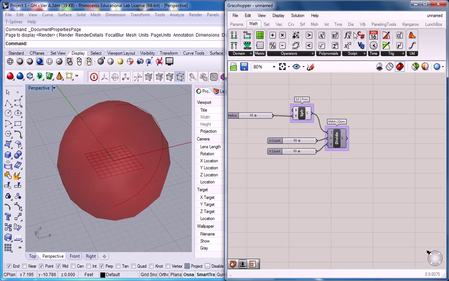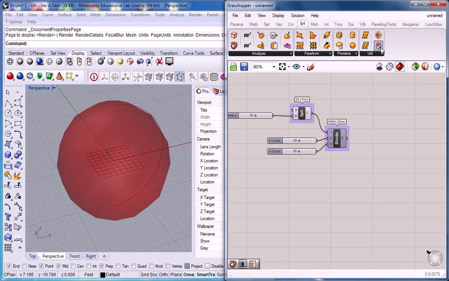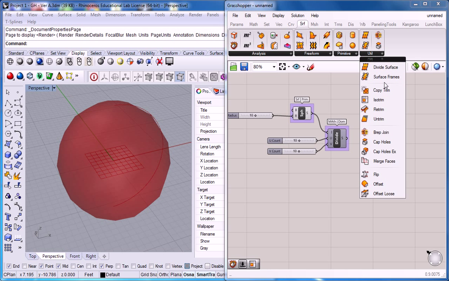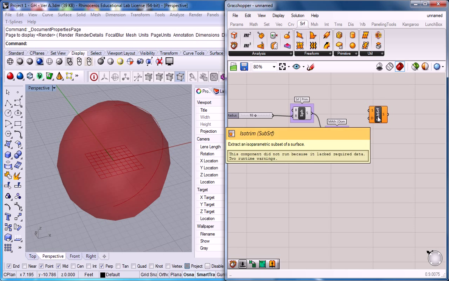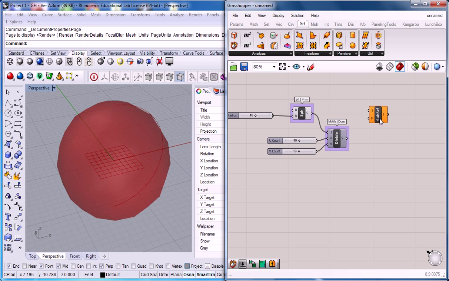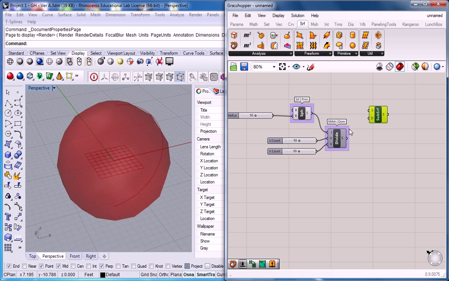And then the other component to this is creating a trimmed surface with Isotrim. If you recall, that's under surface utilities, and it's called Isotrim. But remember, when you drop it in, it's going to say SubSrf, as in subdivide surface, which is kind of confusing, because we're actually dividing the domain with math, or we're dividing the surface up using a domain establishment. But then we're plugging it into Isotrim to actually trim it up into subdivided surfaces.